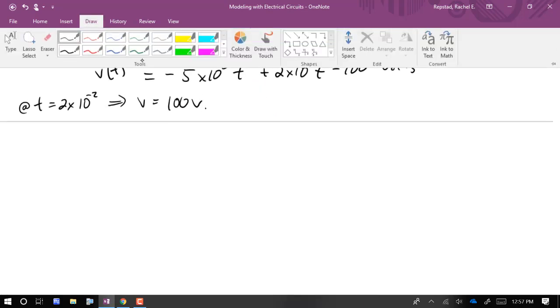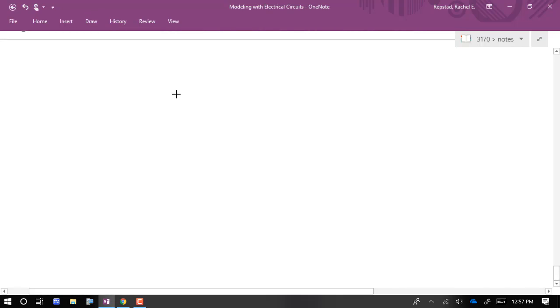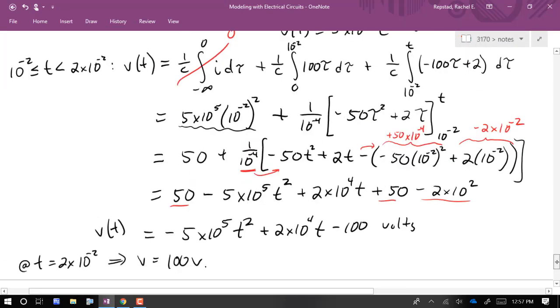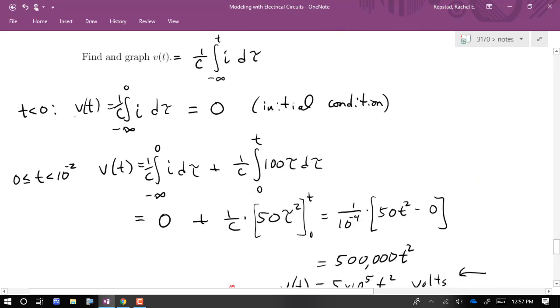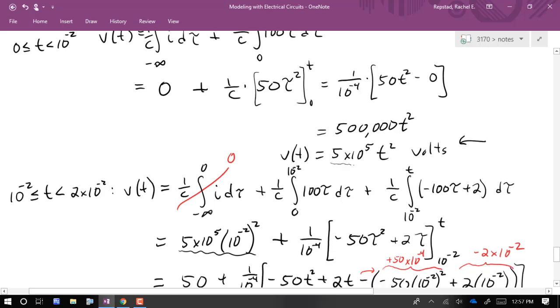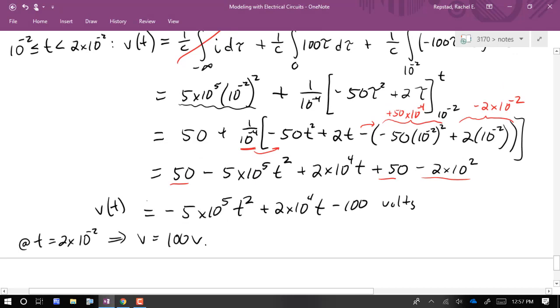and you might find it helpful to throw it in a calculator for convenience. But we start out at a 0 voltage. Then between 0 and 10 to the negative 2, it's this quadratic function, so it'll be parabolic, concave up. And then from there, it's still parabolic, only concave down, right? Because it's a negative t squared.